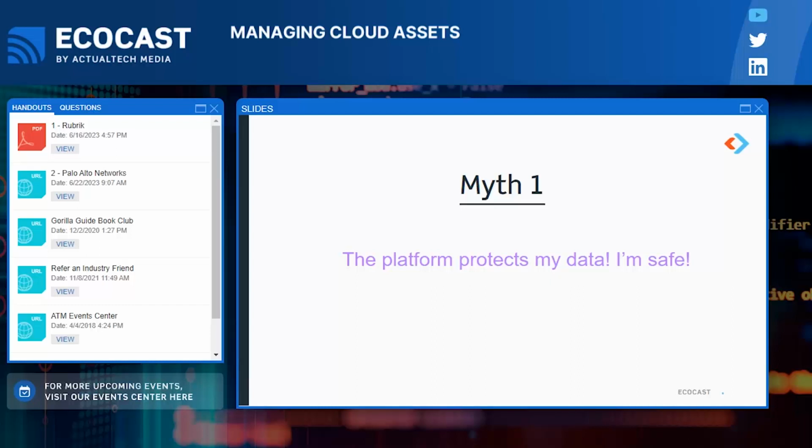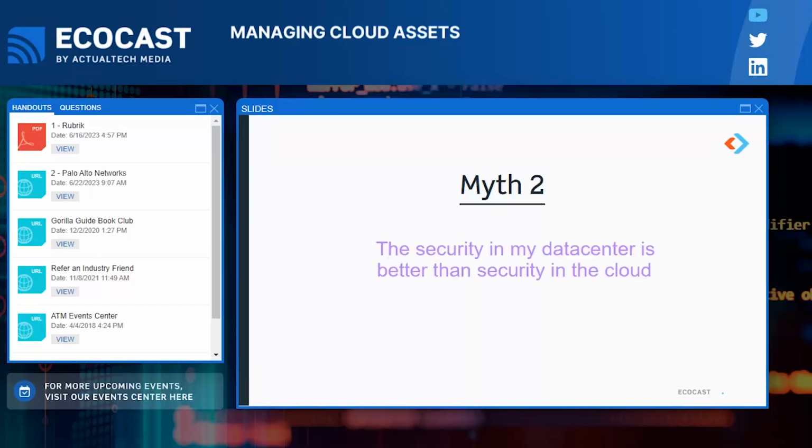All right, next up, myth number 2. The security in my data center is better than the security in the cloud. So this one is why organizations have often hesitated to move sensitive data to the cloud.